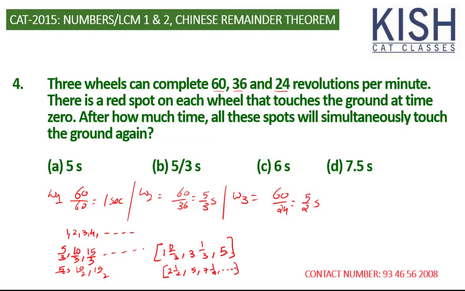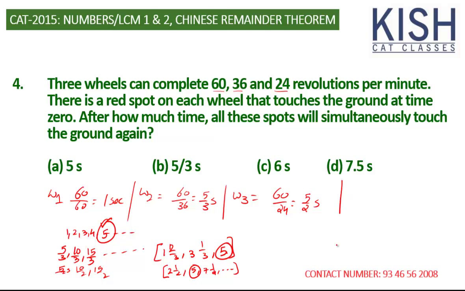What is the first common number here? Obviously 5, here 5, and here 5. 5 is the first common one, so it's going to touch at 5 seconds. This is a very simple one. The advantage that we are getting here is that we can find the first common term quite easily once we start writing them in arithmetic progression. But what if we have to write so many terms of every arithmetic progression to find the first common term? That's going to take a lot of time.